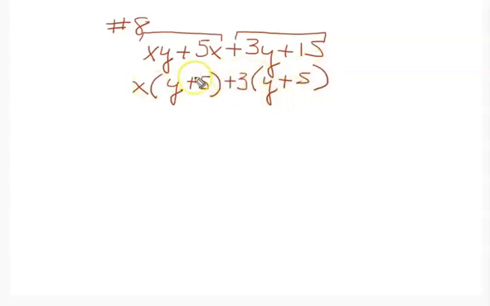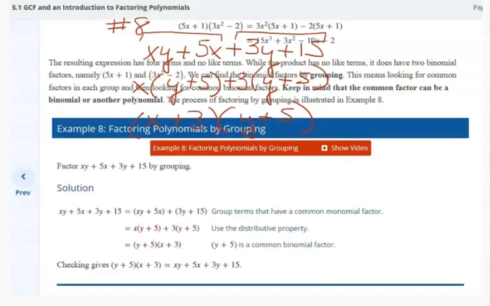So we have what we were working with before. In one parenthesis, you're going to put this and this, x plus 3. And then in the other parenthesis, you put y plus 5. And you have factored a 4-term polynomial by grouping. Now, in some of the problems you're going to get, you may have to rearrange things, but again, that's a skill you'll be working on. And we see the answer down below.